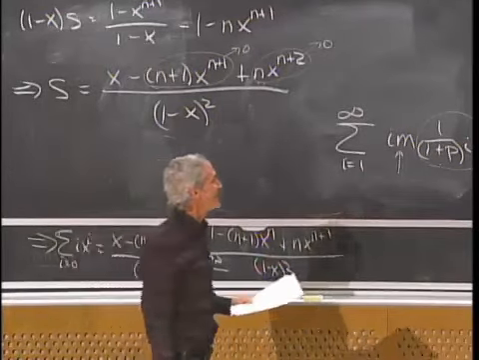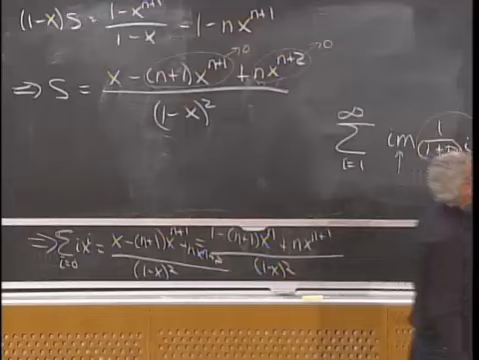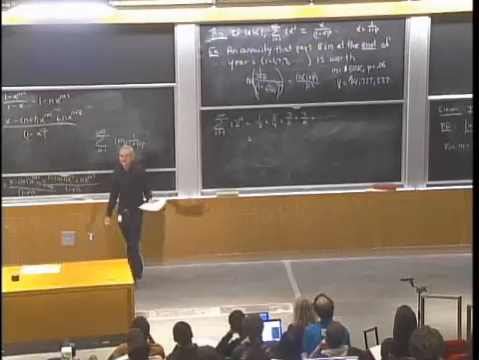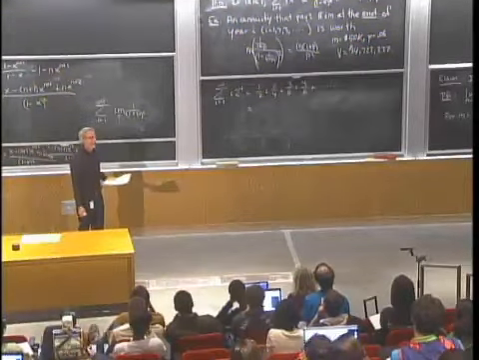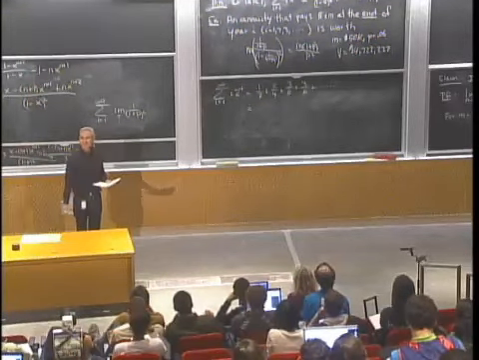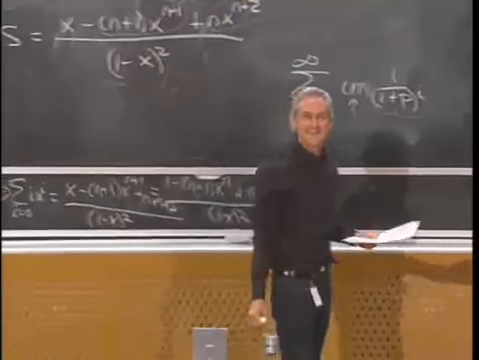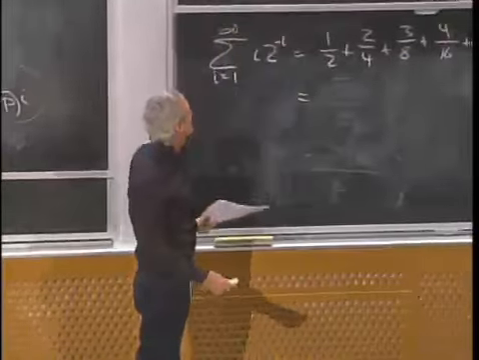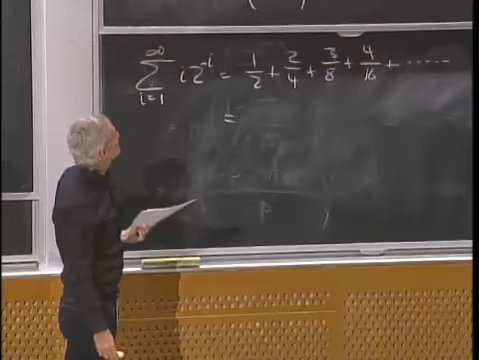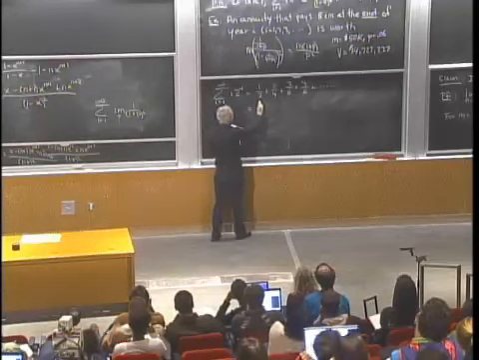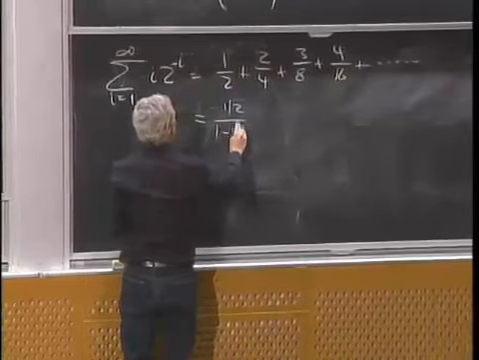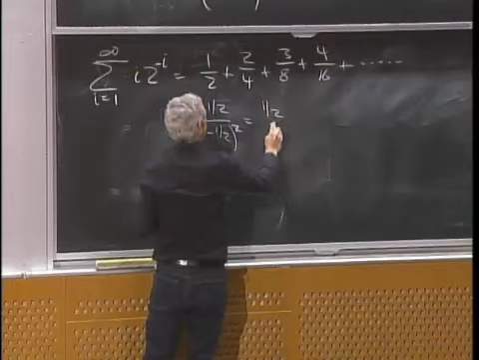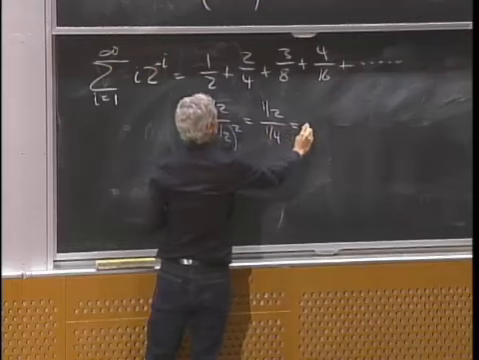Otherwise that sum would be what? If I didn't put the negative here, it's going to be infinity. That's not so interesting. The negative makes it more interesting, so I got 1 over 2 to the i in there. What's it worth then? I can plug it in the formula. What's x? 1/2. So I get 1/2 over 1 minus 1/2 squared, which is 1/2 over 1/4, and that's 2.